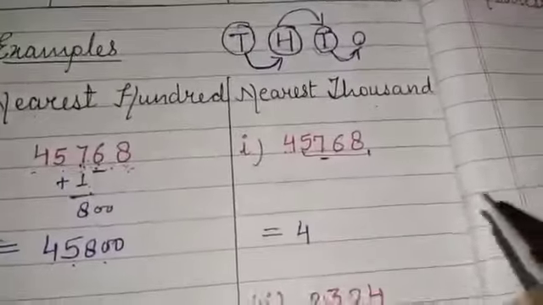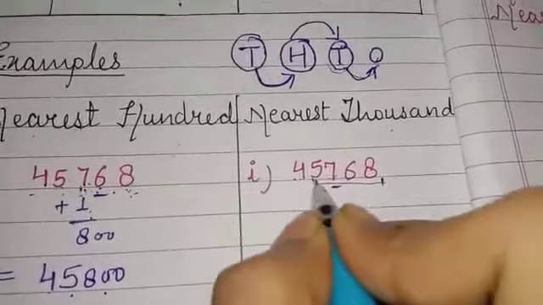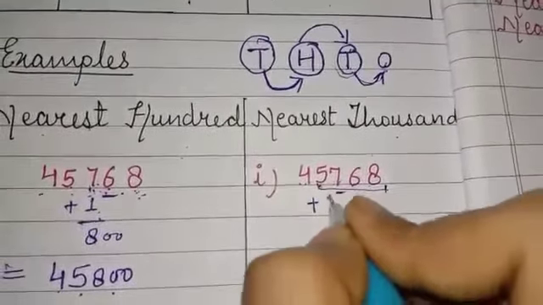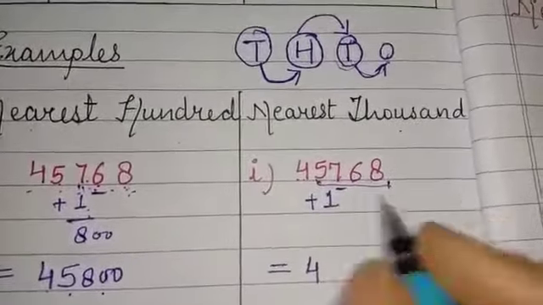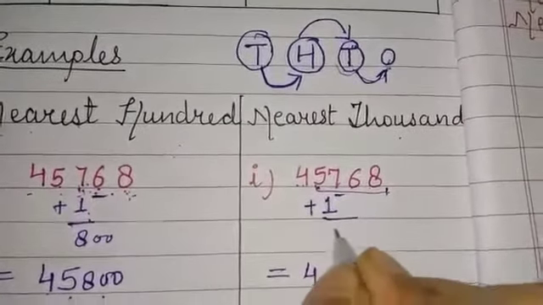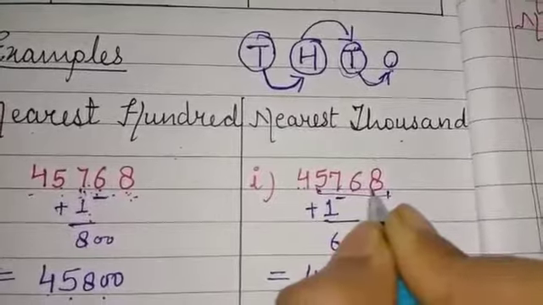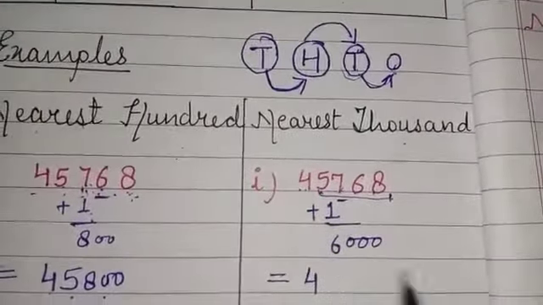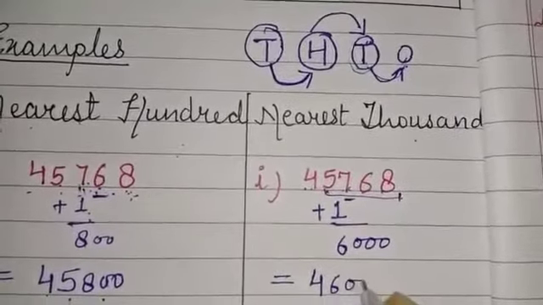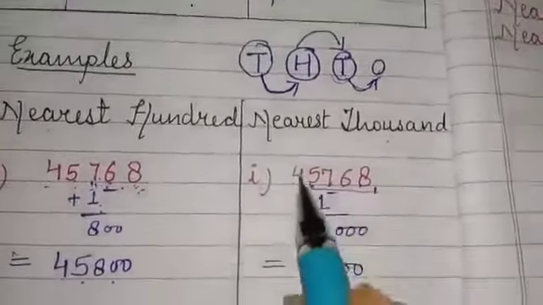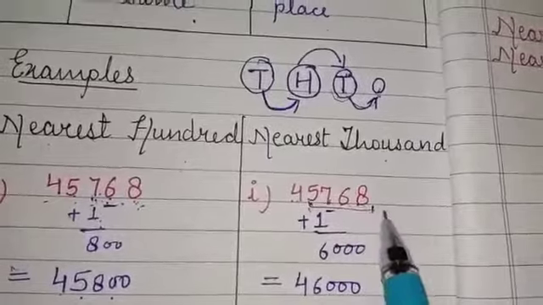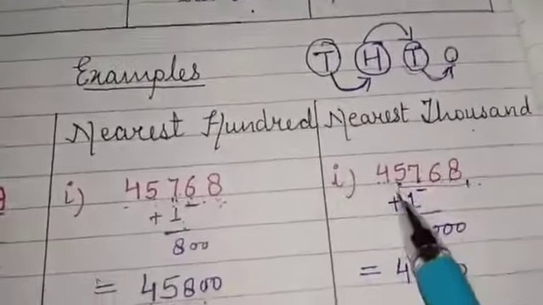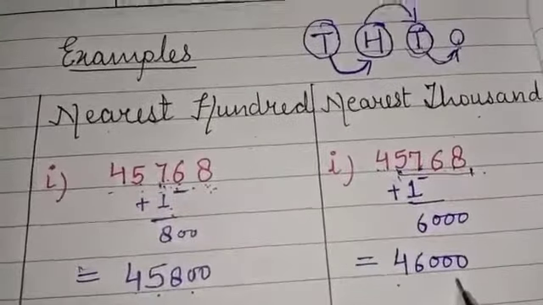What we have at thousands place? We have 5 at thousands place. Okay, so we will add 1 in 5, so we will get 6, and the rest of the digits will become 0. So the answer will be 46,000. So 45,768 is the answer of nearest thousand of this number is 46,000.